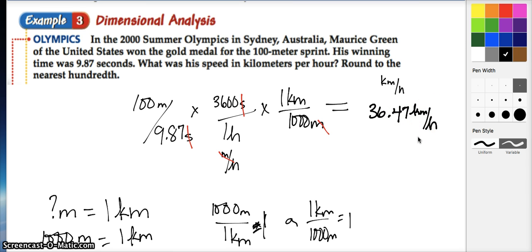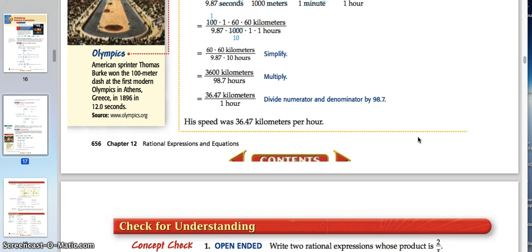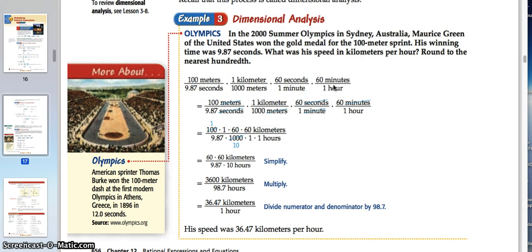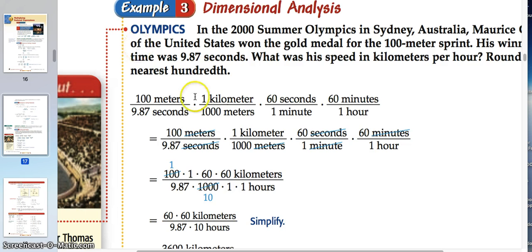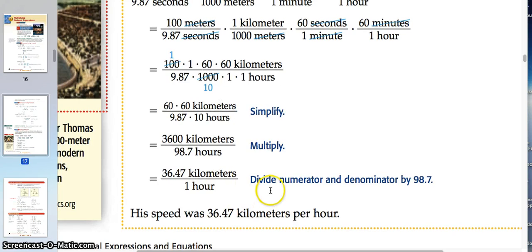All right. I'm going to switch over to the textbook really quickly because this is going to be our last problem today. So you can kind of see how they did this. They took a little bit more time going through it, but each time they did the same thing. So we started with 100 meters per 9.87 seconds, and then they changed kilometers to meters, so they did 1 kilometer over 1,000 meters, and then they did 60 seconds to 1 minute, and then they did minutes to hours to get it at the bottom. Same idea, a couple of extra steps done in a different order, but the concept's the same and we get the same answer.